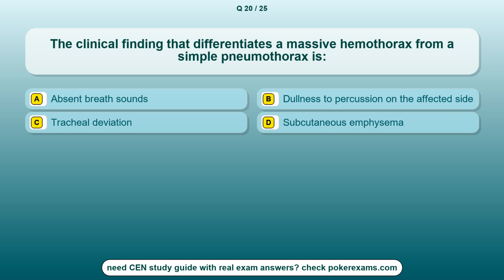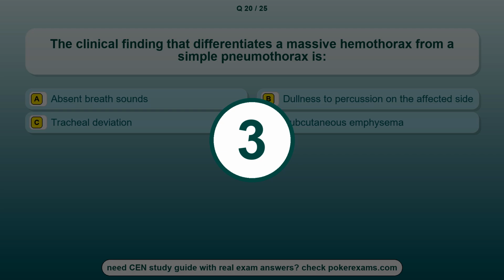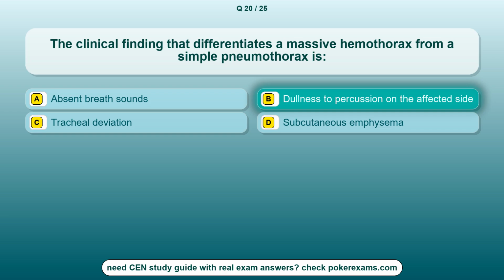Question 20. The clinical finding that differentiates a massive hemothorax from a simple pneumothorax is: Option A, absent breath sounds. Option B, a dullness to percussion on the affected side. Option C, a tracheal deviation. Option D, subcutaneous emphysema. The correct answer is option B, dullness to percussion on the affected side.